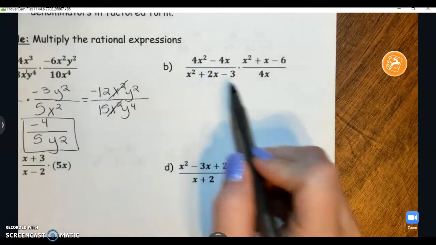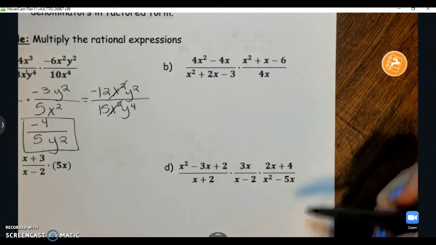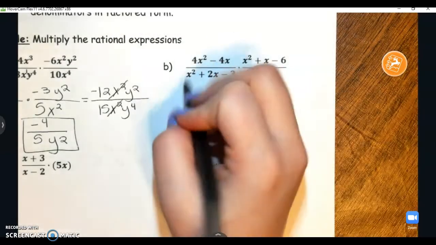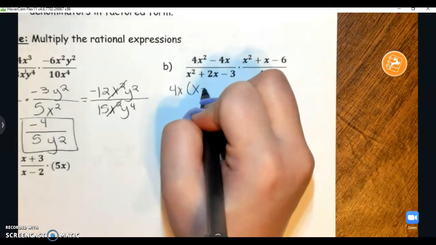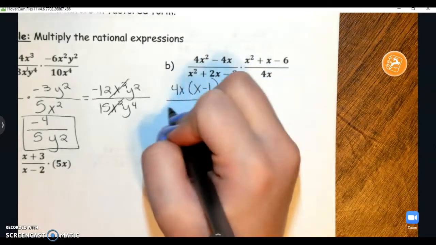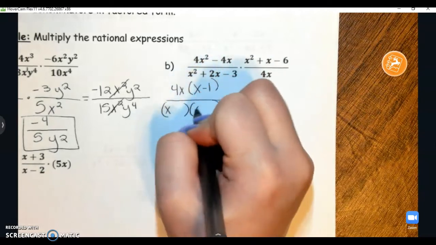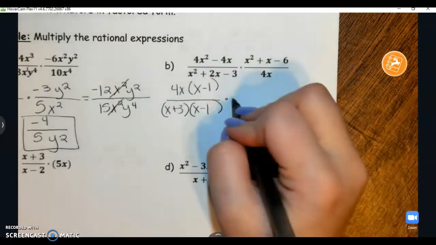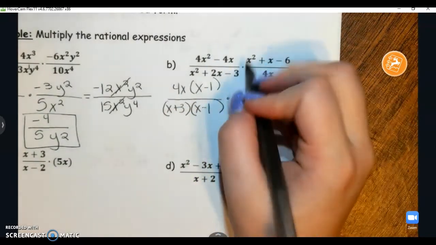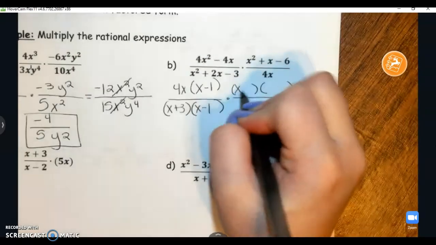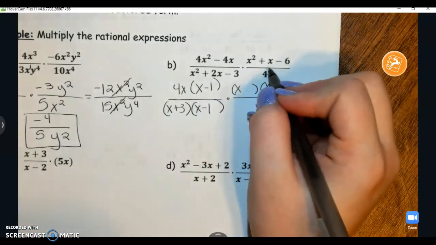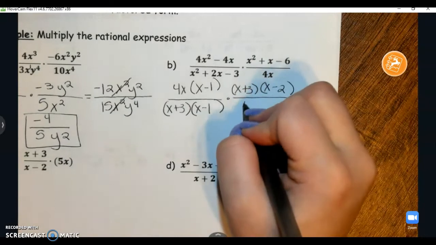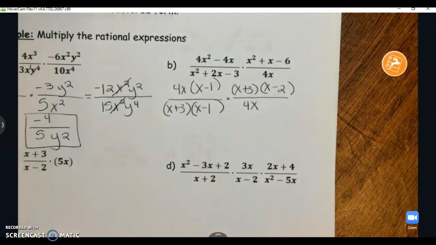What I'm going to do is factor everything, and then we can multiply across and cancel our like terms. So in my numerator, I have a binomial, which means I'm going to take out the GCF, and that's going to be 4x, and that leaves us with x minus 1. In my denominator, I have a trinomial, so I'm looking for factors of negative 3 that add to positive 2. That's going to be positive 3 and negative 1. On my other rational expression, I've got a trinomial. So I'm looking for factors of negative 6 that add to positive 1, and that's going to be positive 3 and negative 2. And then in the bottom I have a monomial, so that is going to stay the same.